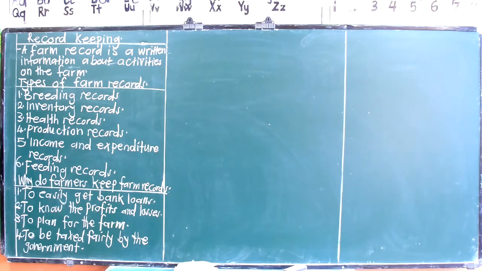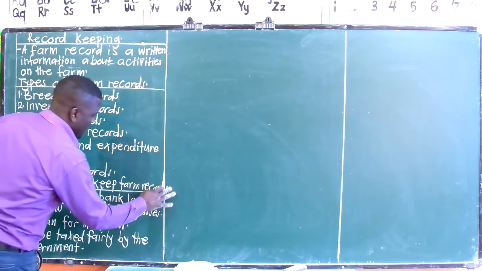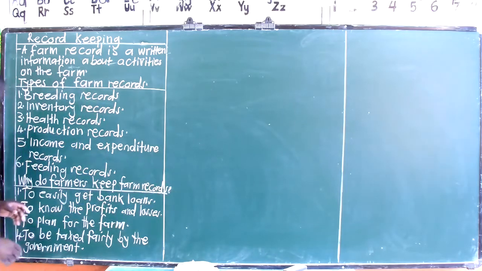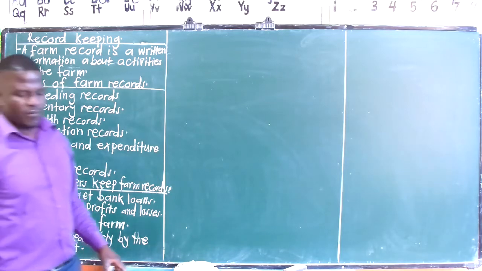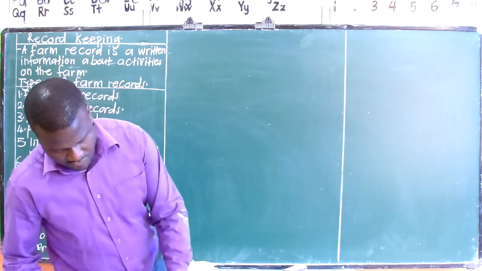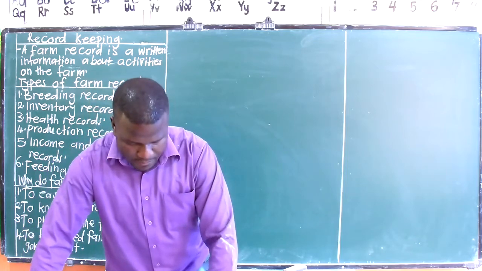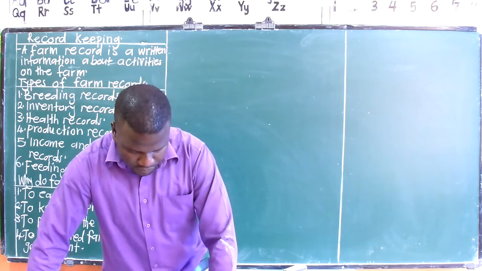Why do farmers keep records? One, to easily get bank loans, to know the profits and losses, and to plan for the farm to be taxed fairly by the government. So those are reasons why farmers keep farm records.